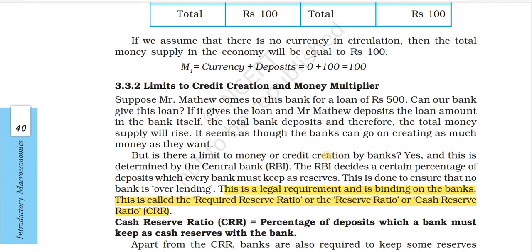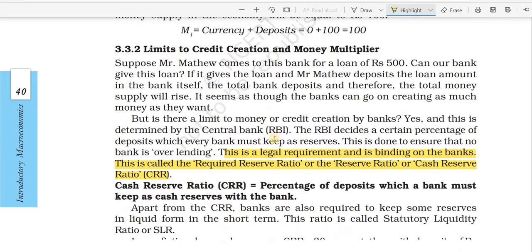the Central Bank of India, or RBI. RBI decides a certain percentage of deposits which every bank must keep as reserve. That we call the cash reserve ratio. Suppose a bank is giving 100 rupees as loan, then the bank must keep some amount as the required reserve ratio. That is what we call the cash reserve ratio.